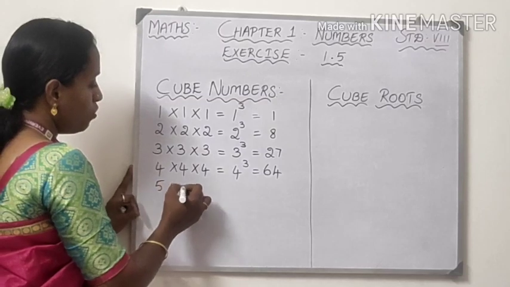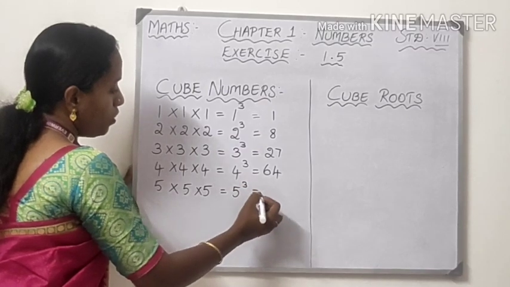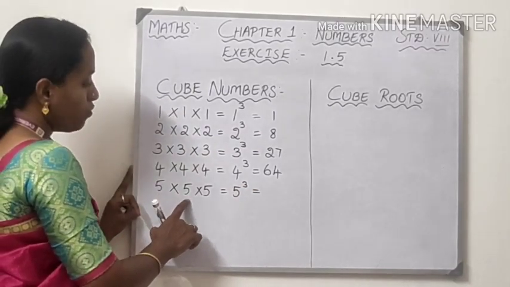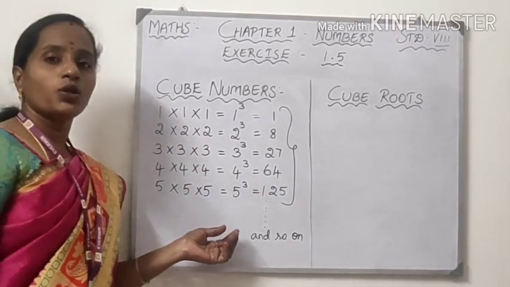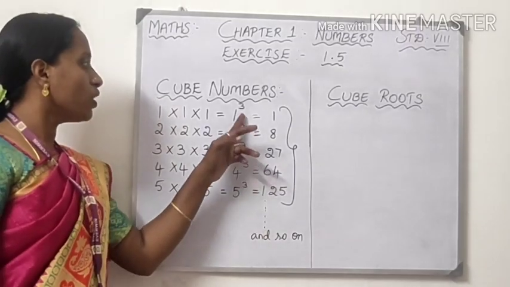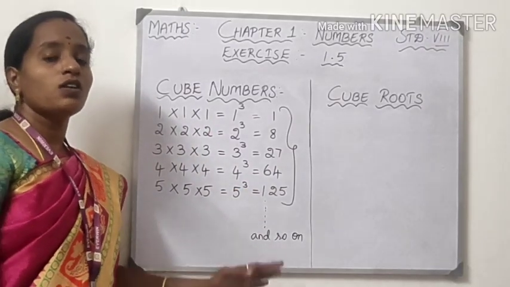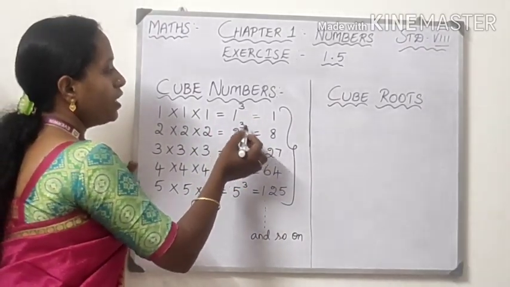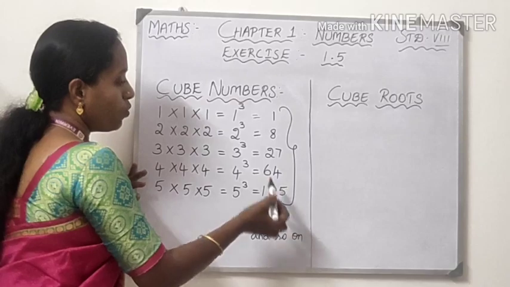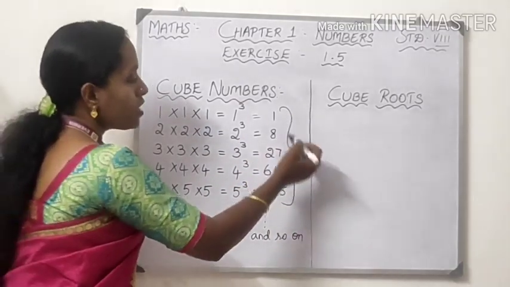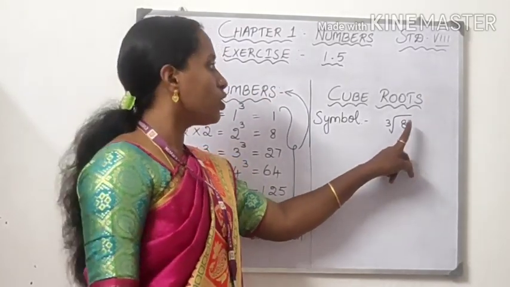Then 5 into 5 into 5 can be written in the form 5 power 3. It's equal to 5 5s are 25, 25 into 5 is 125. So you can see we have found the values of 1 cube, 2 cube, 3 cube, 4 cube, 5 cube. Like this the numbers will go on. So these numbers, 1, 8, 27, 64, 125, and so on, are called cube numbers.